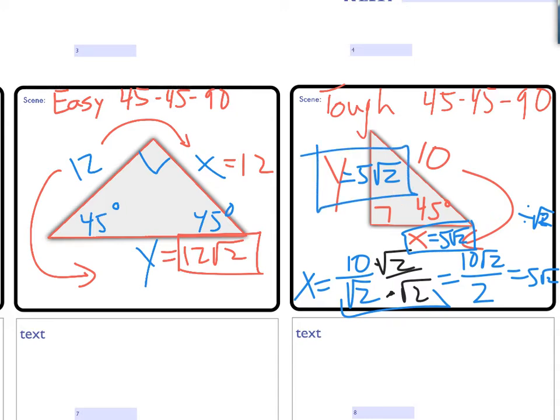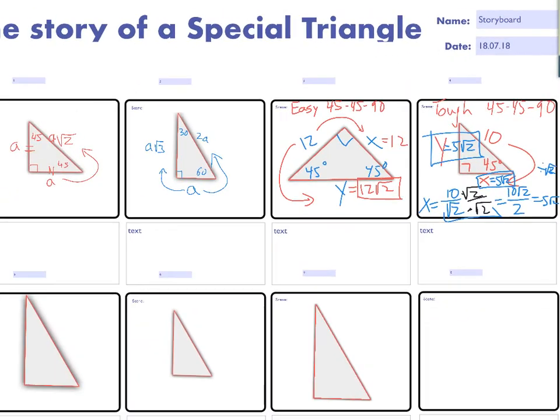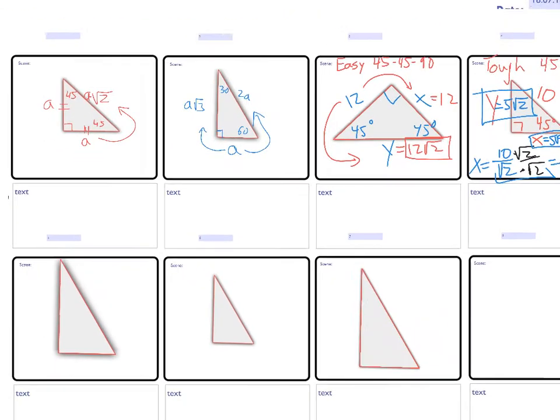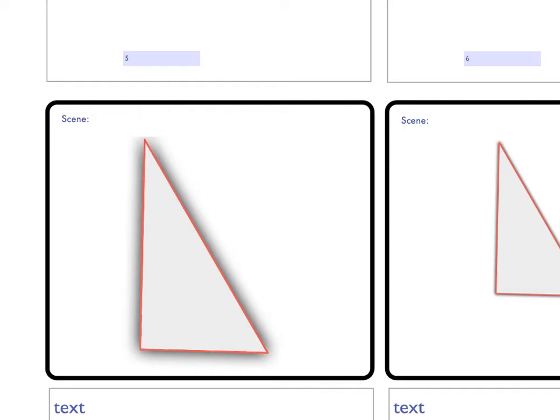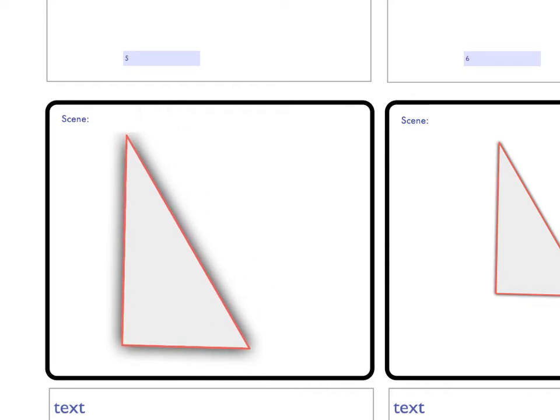That's the idea. That's the challenging 45, 45, 90. All right, well, then we have the story of this other special right triangle, the 30, 60, 90. This guy thinks he's pretty cool, pretty special, because he's half of an isosceles triangle. So we have the easy version. This is the easy 30, 60, 90.